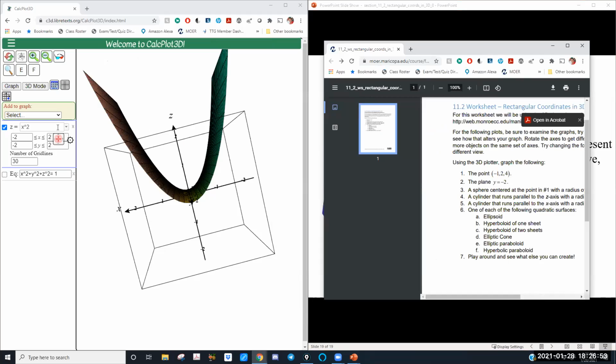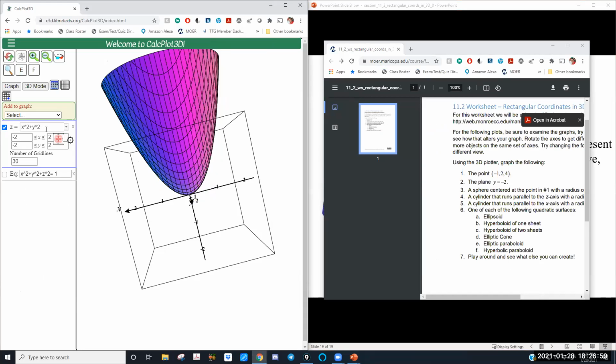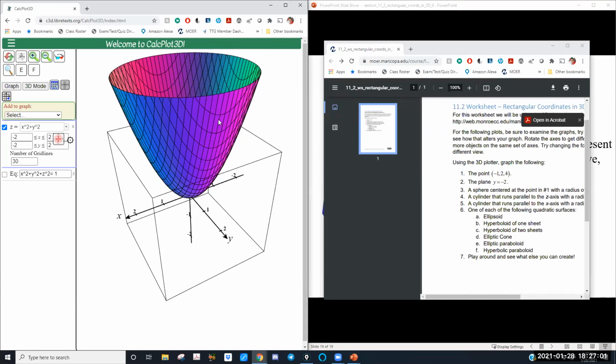So let's say I wanted to plot a paraboloid. And so I do it here. And you know, yeah, 3D printers are pretty cool. So that's a good one, Cooper.